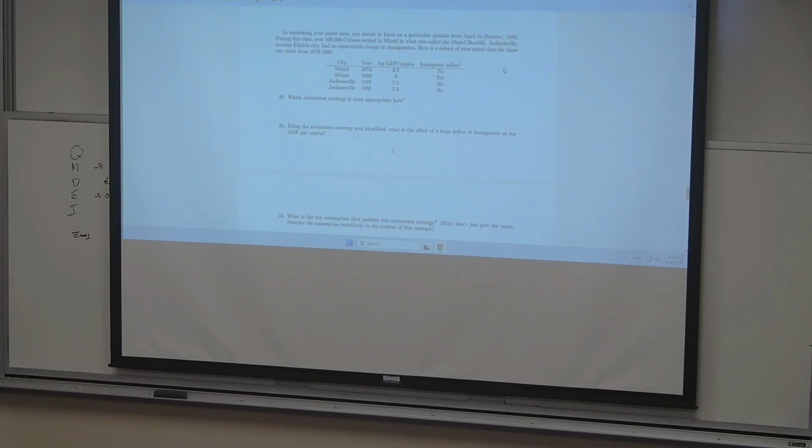You guys know what that's called? Parallel trends. You're assuming that what happened in Jacksonville would have happened in Miami if Miami had not had the immigration influx. So here's essentially how diff and diff works, right?